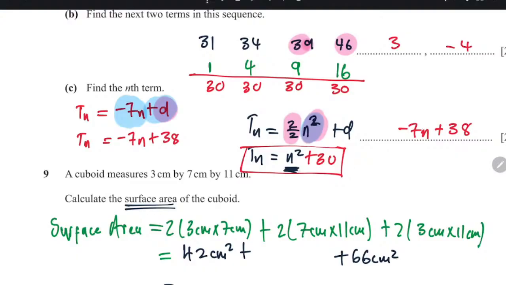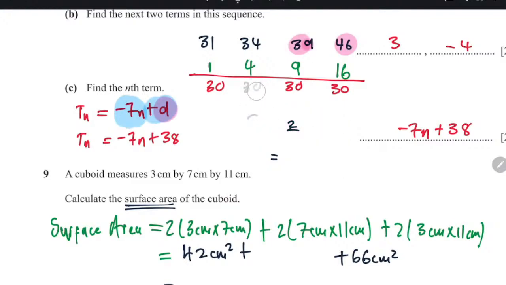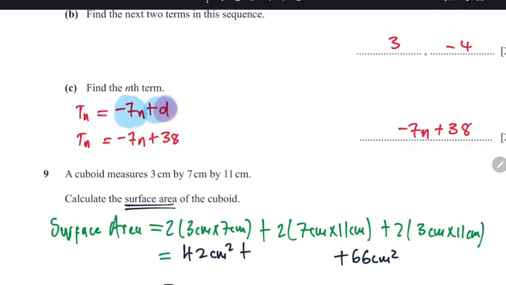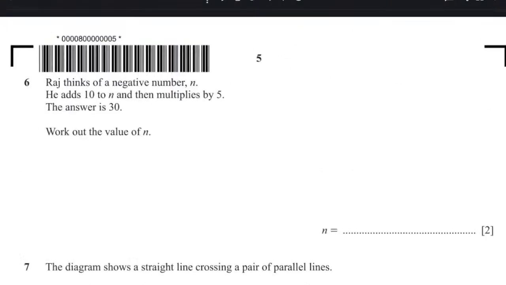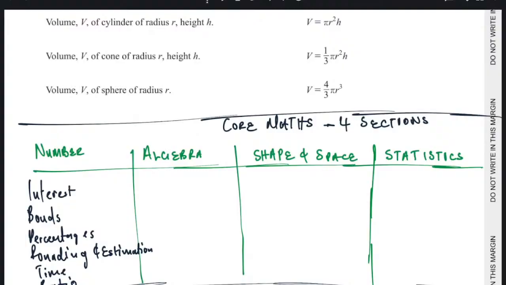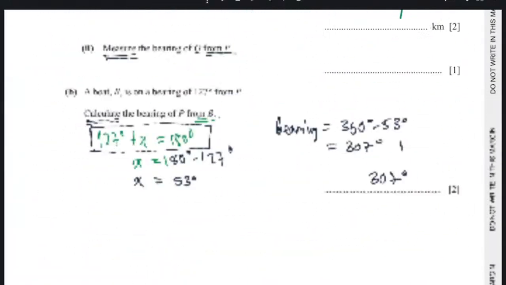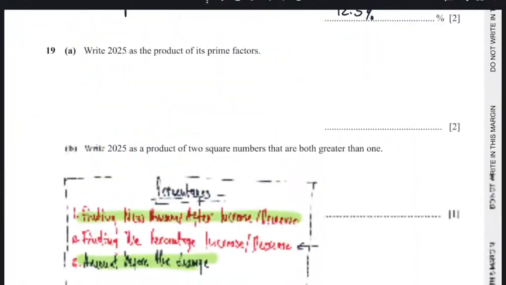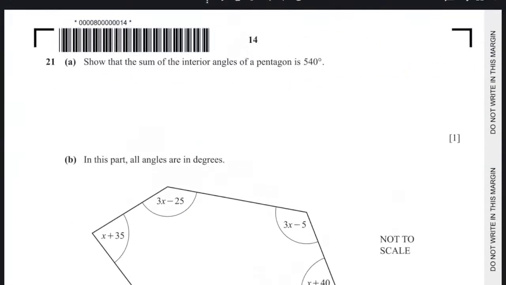2 over 2 is 1. Became a 1. Probably. Yes, get it.